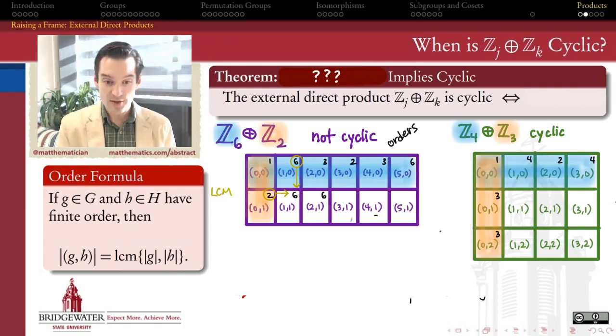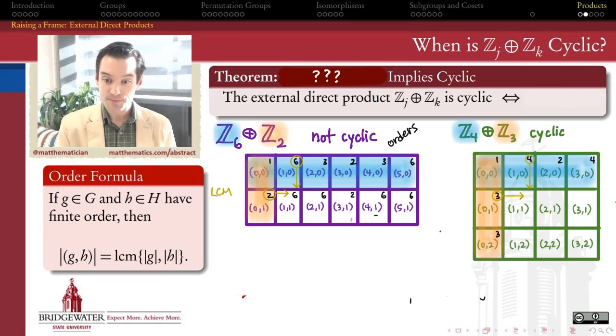And indeed, if we continue, we find out that none of the elements in Z6 product Z2 can possibly generate the entire group, because every element's order is going to be the least common multiple of some divisor of 6 and some divisor of 2. But the largest such order that we can make is 6. So none of the elements in my group over here on the left are going to have order 12 and therefore generate the group. Therefore, we've proven now that Z6 product Z2 is not cyclic.